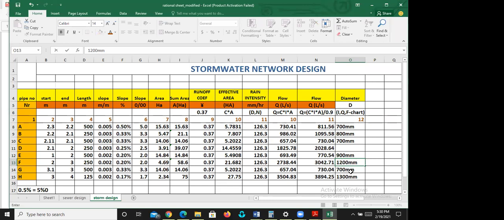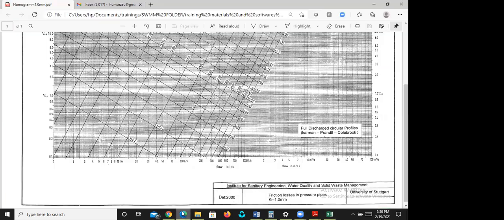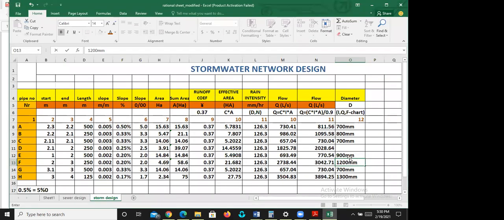G, 3.3%, 730. G 730 is between this and this at 3.3%. Yeah, it's about 750, but it's not up to 800. If I'm to change it to 800, that means I'll change the other one to 800 too. If I'm to change this to 800, that means this one too should be 800. That's what it means. So it's an empirical thing. So two designers cannot get the same answer.